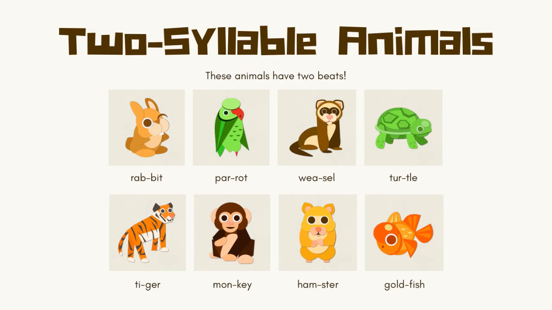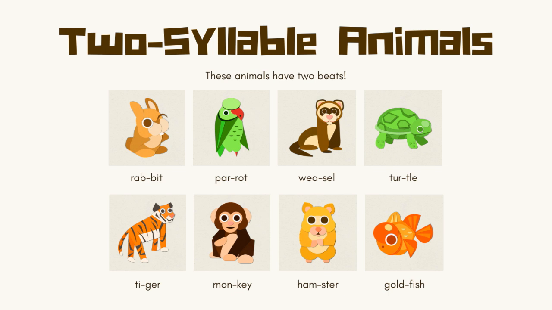These animals all have two beats, or two syllables in their names. For example, we have goldfish, hamster, and monkey. Notice how each of these words is made up of two parts, which makes them two-syllable animals. We also see tiger, turtle, and weasel, all also with two syllables. Then there's parrot and rabbit, completing our list of two-syllable animals.